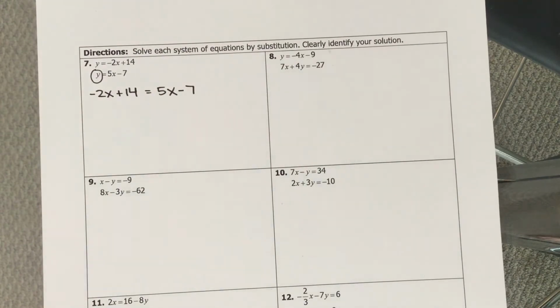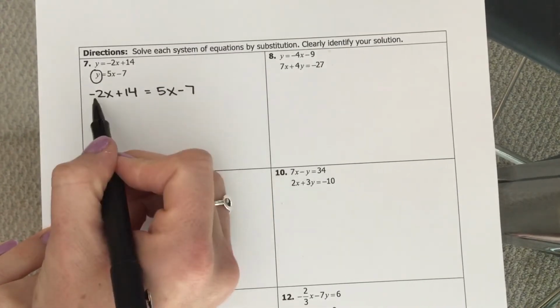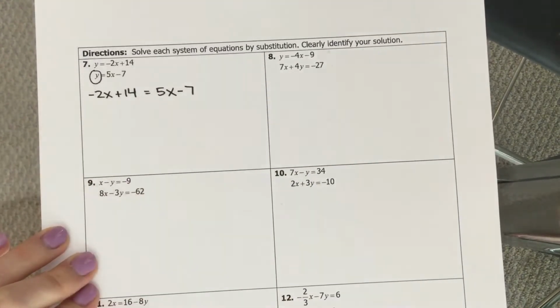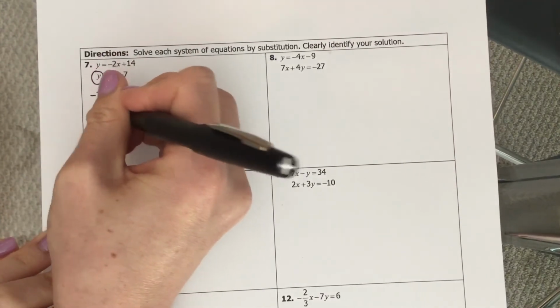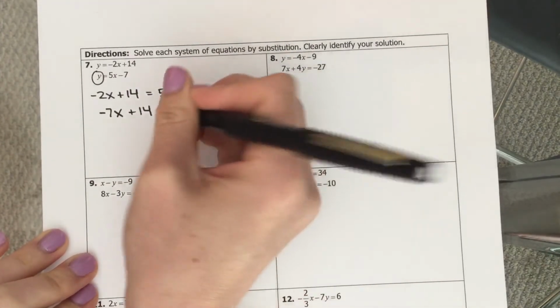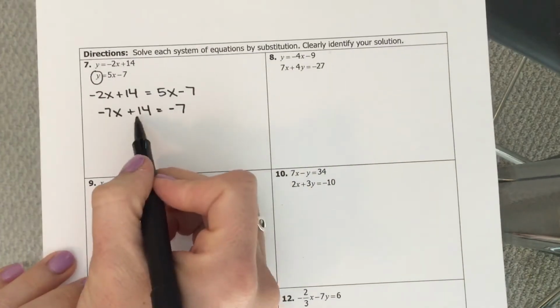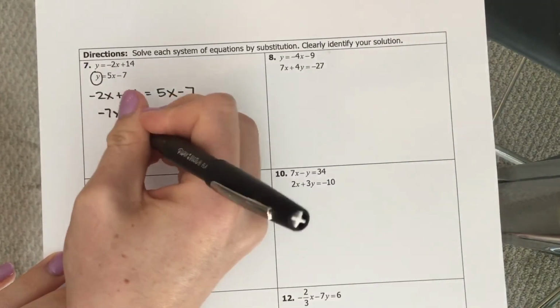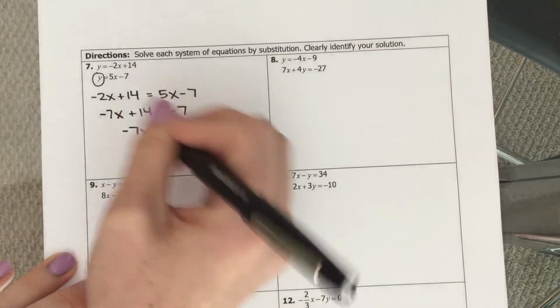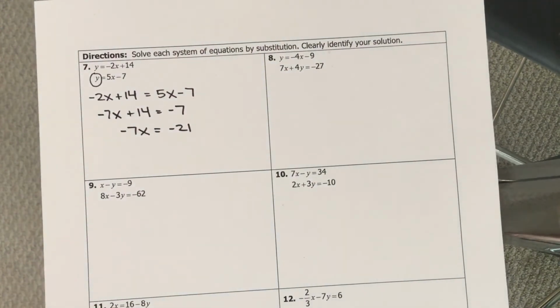Step 3, solve for the remaining variable. So the remaining variable here is the x. We're going to do a couple steps to get the x by itself, just like we were doing in chapter 1. So here, I want to get the x's on my left-hand side. So I'm going to subtract 5x from both sides. So negative 2x minus 5x is negative 7x. And there's still a 14 here. When I subtract 5x from the right, all that's left behind is this negative 7. And then to get the x by itself, I should also subtract this 14 over to the right. So negative 7 minus 14 is a negative 21.